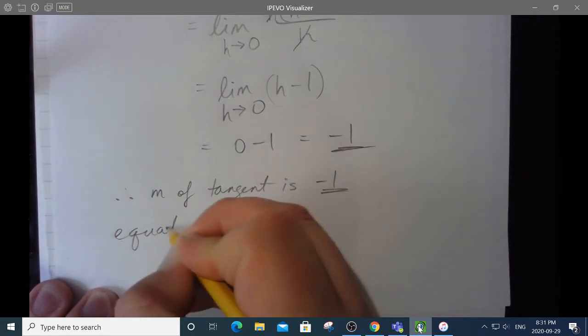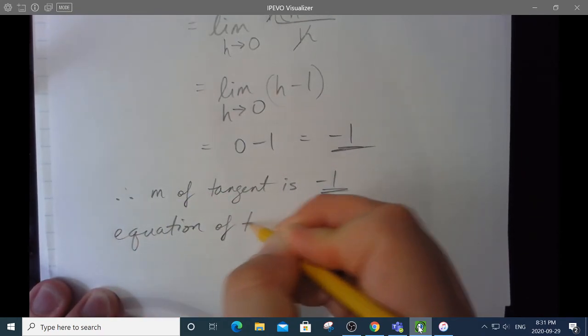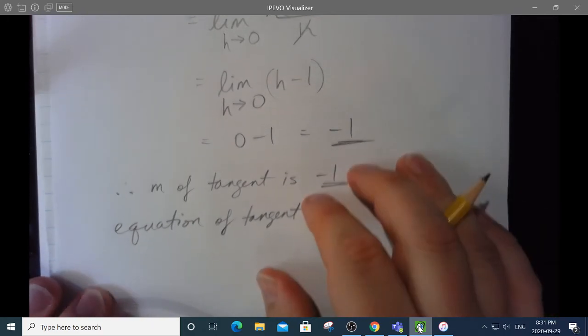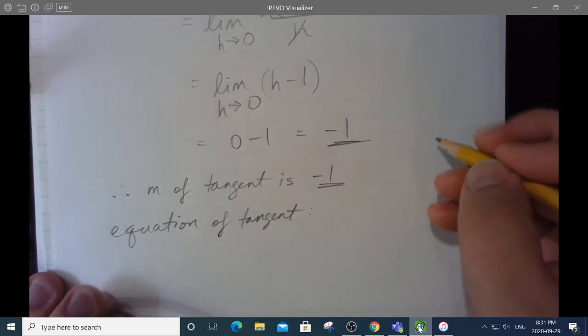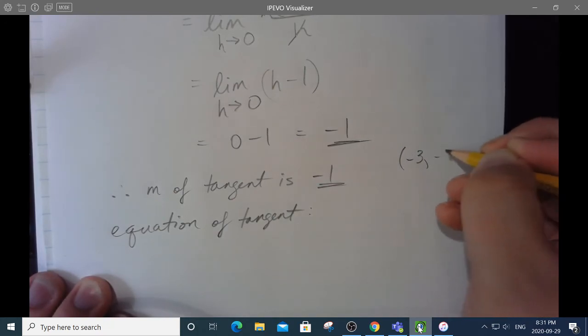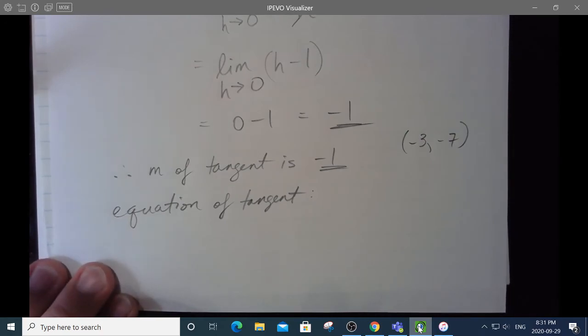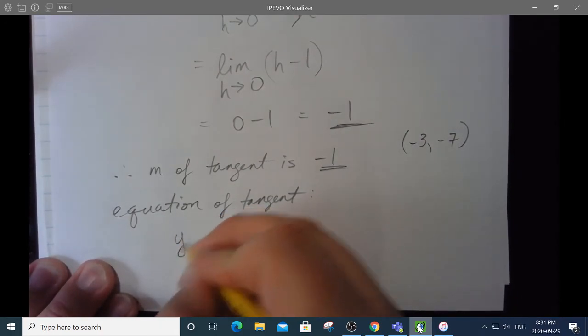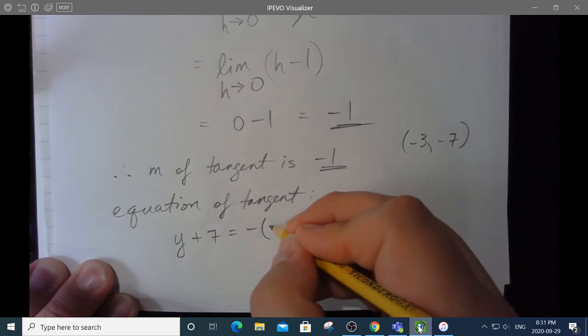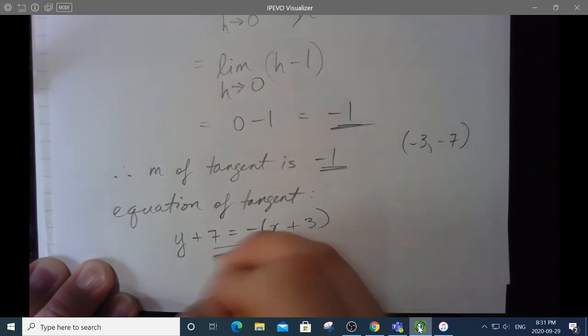And just for fun again, what if I had to find an equation for that tangent line? So equation of tangent is, let's see, what was the point that I used again? Oh yeah, it was x is negative 3 and y is negative 7. So the equation of the tangent would be y plus 7 equals negative 1 times x plus 3.